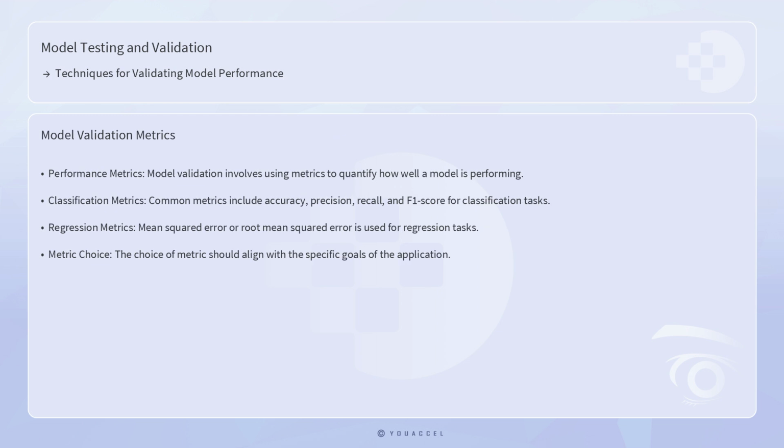Model validation also involves the use of performance metrics to quantify how well a model is performing. Common metrics include accuracy, precision, recall, and F1 score for classification tasks, and mean squared error or root mean squared error for regression tasks. Each metric provides different insights into the model's performance, and the choice of metrics should align with the specific goals of the application. For example, in a medical diagnosis scenario, recall might be prioritized over precision to minimize false negatives, ensuring that as many positive cases as possible are identified.